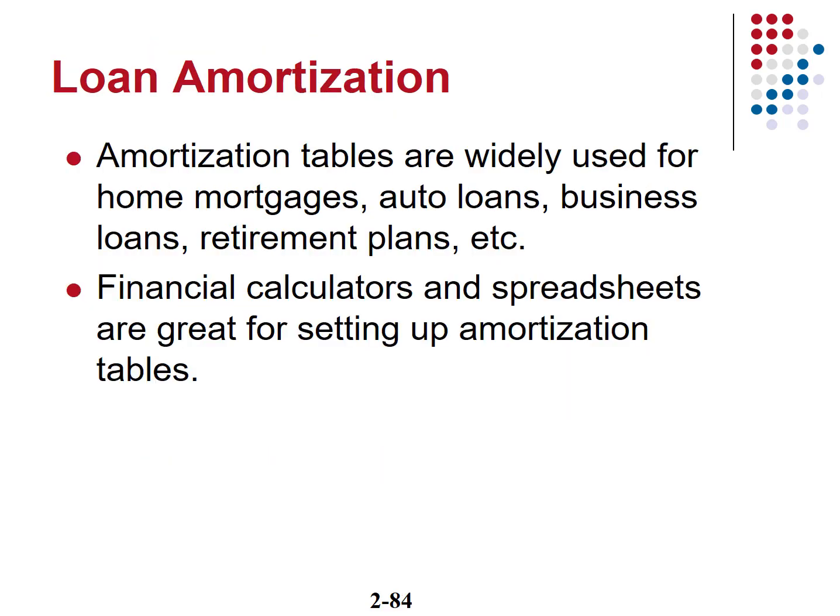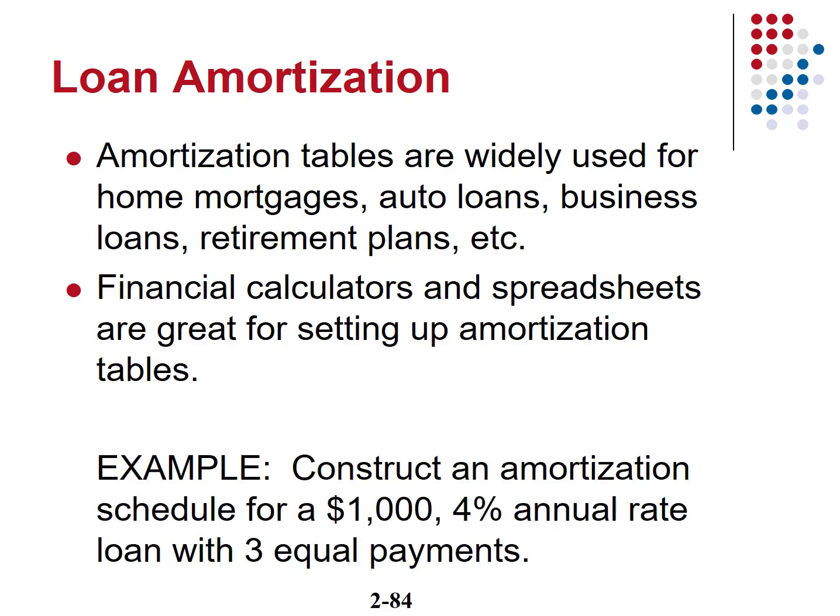Loan amortizations make use of the TVM calculations to find the payment that will amortize a loan to 0 over a given period. The same principles apply to home loans, auto loans, any loan designed to be repaid in equal periodic payments, reducing the principal to 0. So let's walk through a simple amortization example. We're borrowing $1,000 at 4% to be repaid over 3 years.